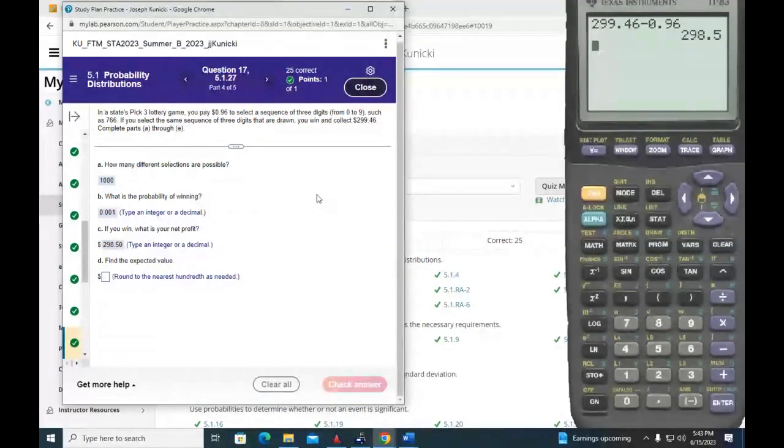What's the expected value? So you've got to create a probability distribution function. There are only 2 values for x. The random variable takes on 2 values. You either win $298.50 and your probability is 0.001, or you lose 96 cents. Notice the negative. And what's the probability of losing?